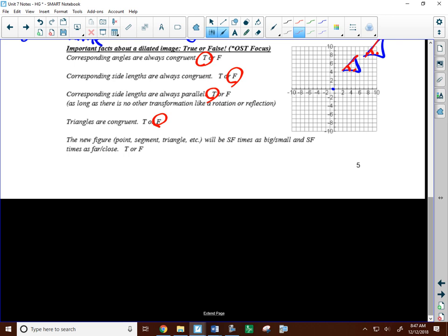The new figure. So I have this pre-image. The new one, point, segment, triangle, whatever it is, will be a scale factor times as big or small, and a scale factor times as far away or close. True. Now the wording is a lot to take in there. It's kind of the wording I was saying though. That is twice as far away, or 3 times as far away, and 3 times as big. Scale factor times as big.